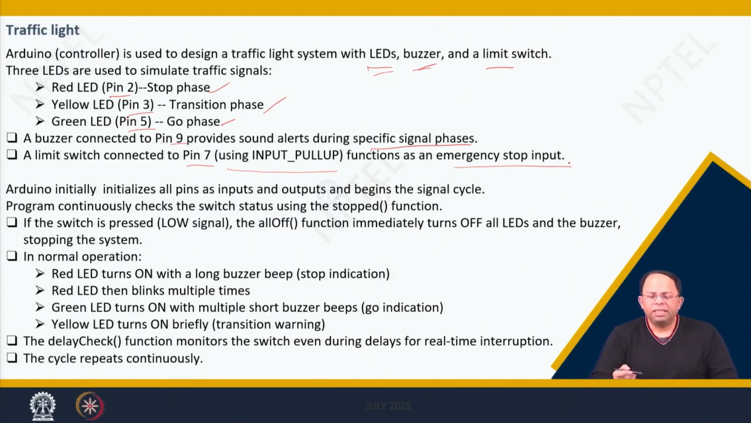So Arduino initially initializes all the pins as inputs and outputs and begins the signal cycle. The program continuously checks the switch status, that is, whether it is stopped or on, and then it keeps running, right? If the switch is pressed, low signal, that means everything would be off, and we have written a function for that, all off, which immediately turns off all the LEDs and the buzzer and stops the system.